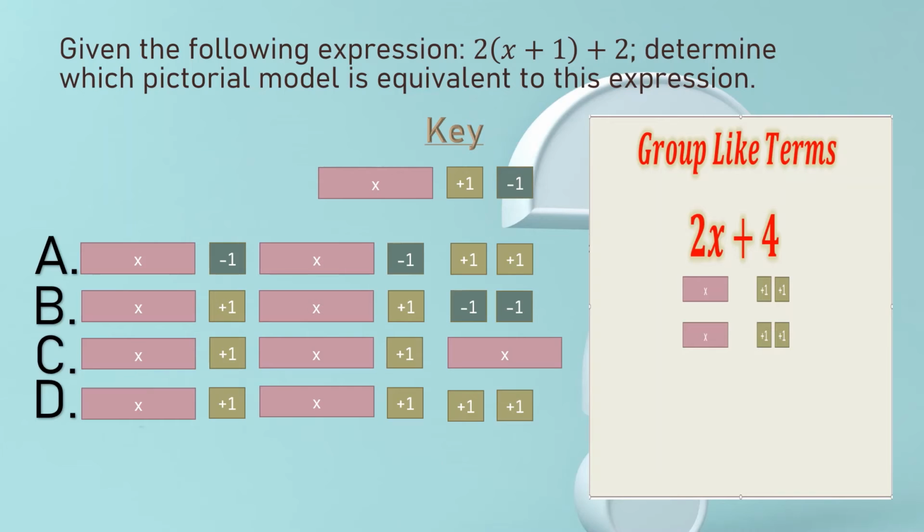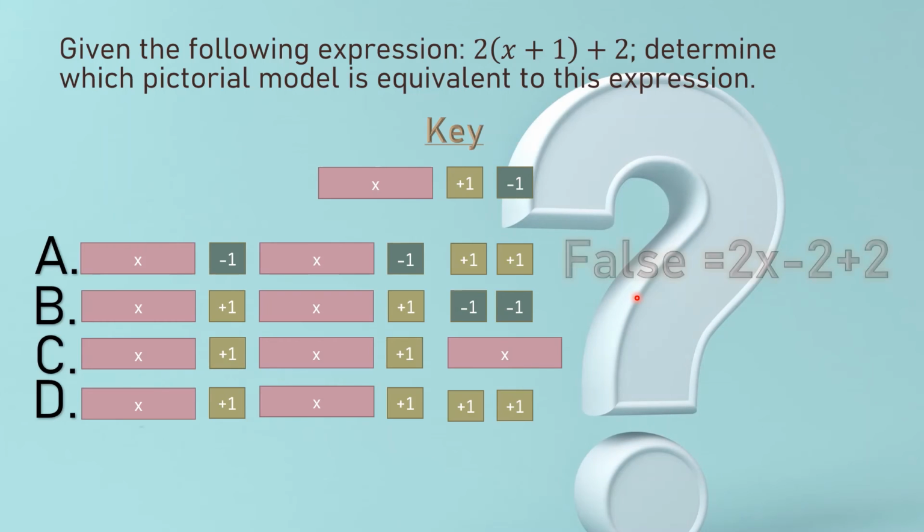Okay, let's go back and re-examine the problem. Given the following expression, 2(x + 1) + 2, determine which pictorial model is equivalent to this expression. Now, we found out that when we group our like terms, we would end up with 2x + 4. Now, when we look at our pictorials, we should have 2 x's and 4 positive 1s. Let's eliminate our answer choices based off of the information that we have already gathered.